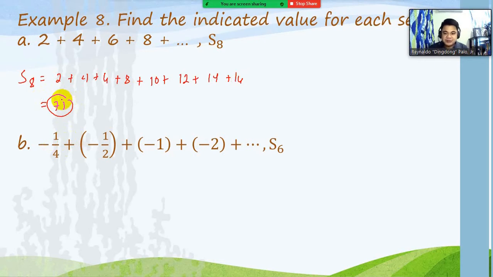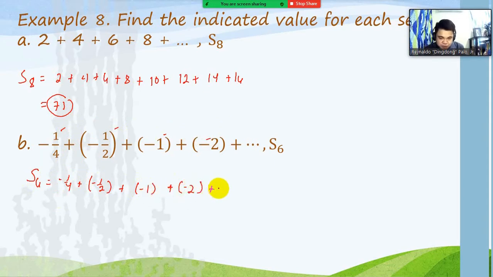Now let's have letter B. Negative 1/4 plus negative 1/2 plus negative 1 plus negative 2 plus, and so on and so forth, S sub 6. So we need to solve for S sub 6. But as you can see, we only have 1, 2, 3, 4 terms. We need to have the other two terms. I think this is a geometric sequence wherein you have to divide to get the common ratio.